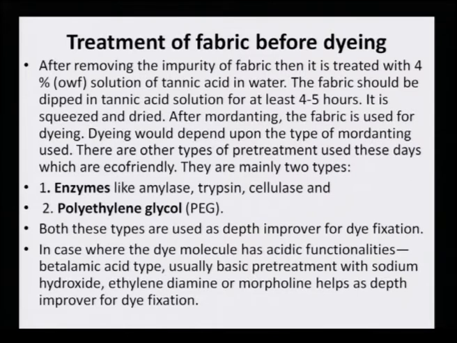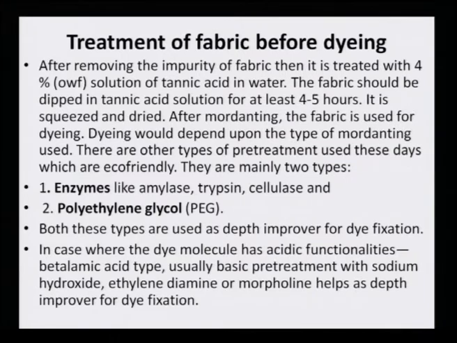After mordanting, the fabric is used for dyeing. Dyeing would depend upon the type of mordanting used. There are other types of pre-treatments used these days which are also eco-friendly. They are mainly two types. One is the enzyme and the second one is polyethylene glycol or PEG. I mentioned these two a little while ago. Both these types are used as depth improver for dye fixation. So, they help in the dye uptake, or in other words, they improve the color depth.